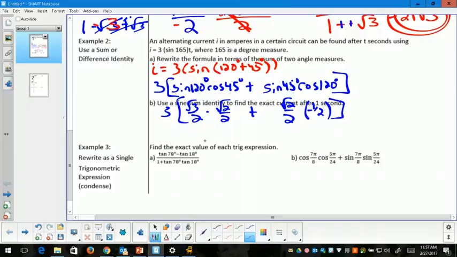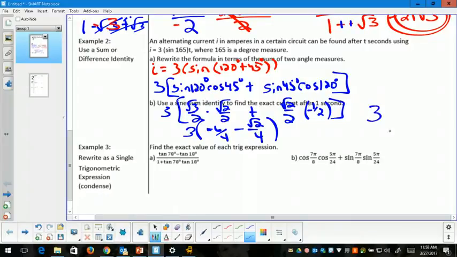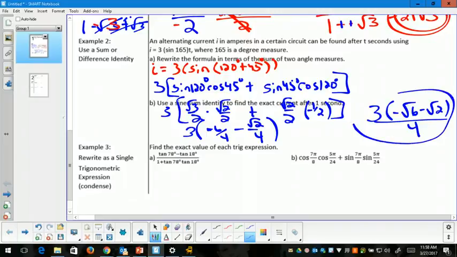So this becomes square root of 6 over 4 minus square root of 2 over 4. And then we're going to multiply that whole thing by 3. So what I basically have is 3 times the quantity square root of 6 minus square root of 2 over 4. That's the exact value. I can get an approximate value by putting it in the calculator, but they didn't ask for approximate, they asked for exact. So that is the exact value.